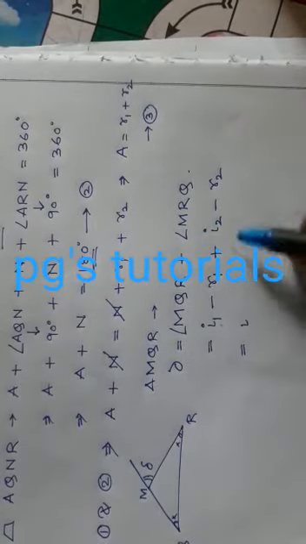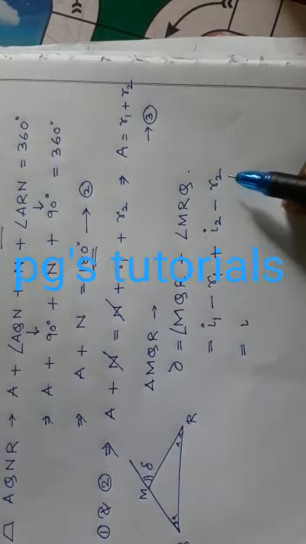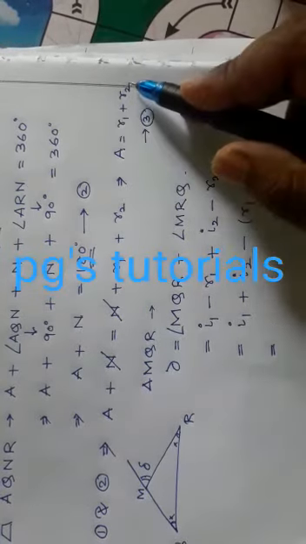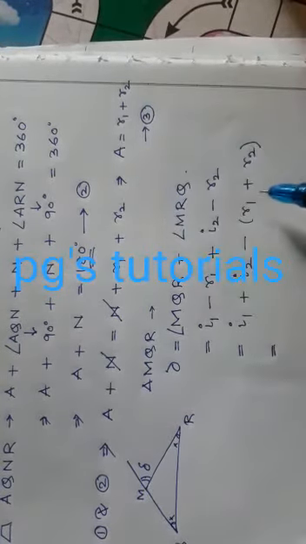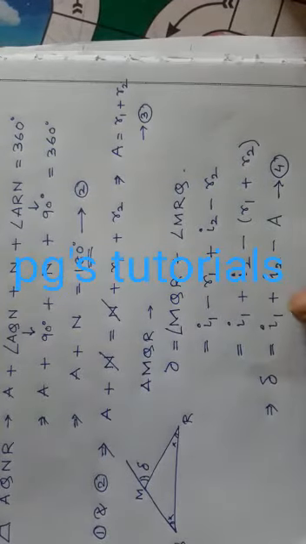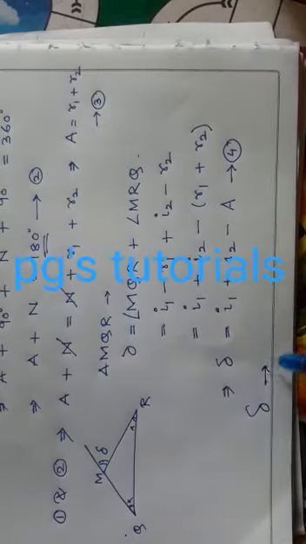Now we'll take I1 plus I2 and we'll take minus common, so we have R1 plus R2. Now what is R1 plus R2? You see, this R1 plus R2 is A. So we'll substitute A here. Thus we have delta equals I1 plus I2 minus A. Here delta depends on I1.